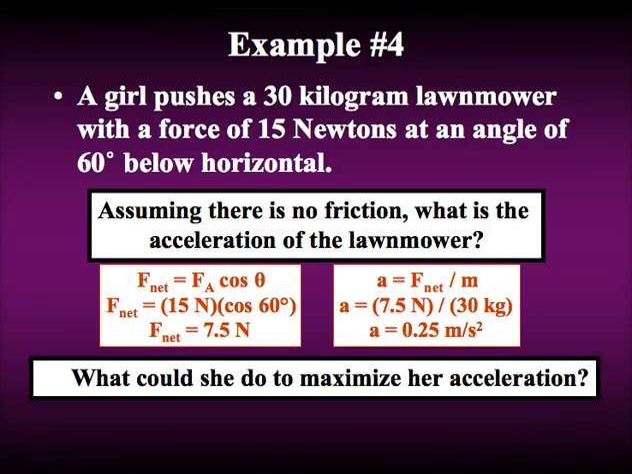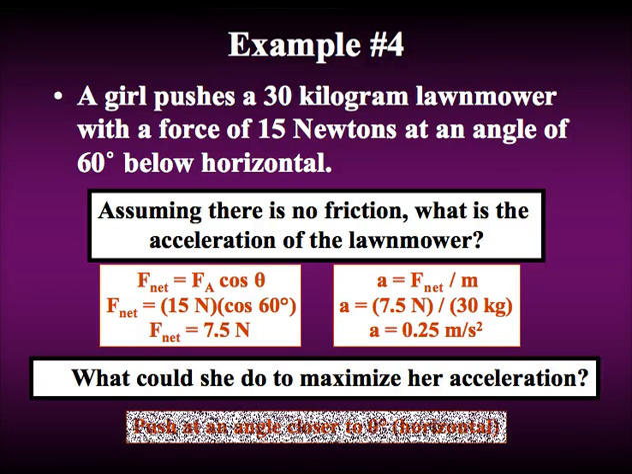What could she do to maximize her acceleration? Well, if she wanted to make the thing go faster, she could push more horizontally. The closer you push to the direction of motion, the greater the acceleration you get in that direction of motion. The best way to push anything is in the direction you want it to move.